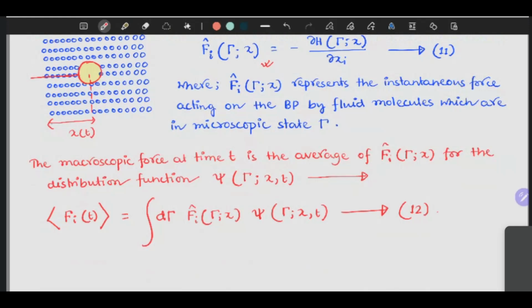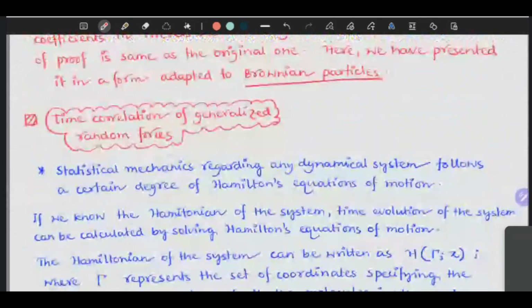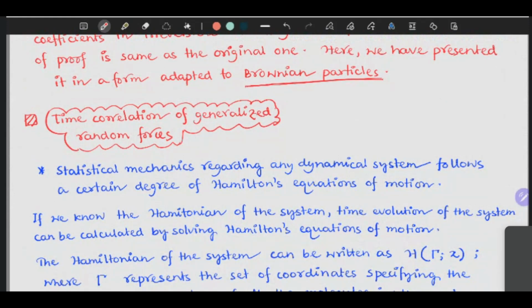we will stop here. We will continue our discussion in the next discussion session, so that we can get the fluctuation dissipation relation from the time correlation of the generalized random force. Okay, so I'm stopping here.